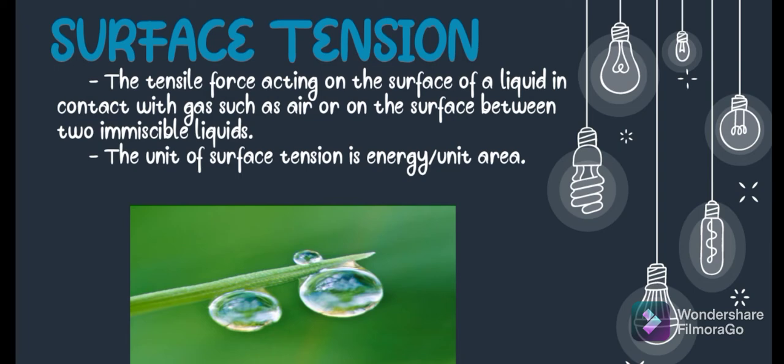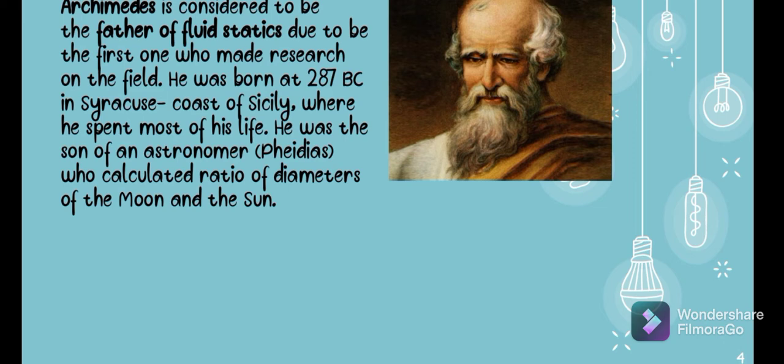Now, before we proceed to another topic, let's first know this person. This is Archimedes, who is considered to be the father of fluid statics due to being the first one who made research on the field. He was born in 287 BC, and in his birthplace, he spent most of his life. He was the son of the astronomer Phaedius, who calculated the ratio of diameters of the moon and the sun.